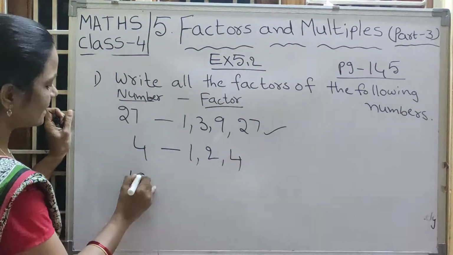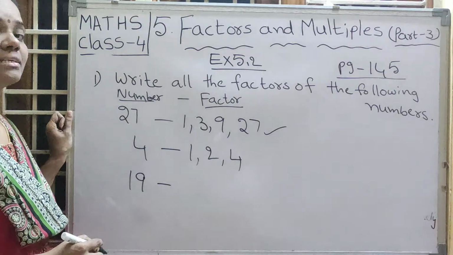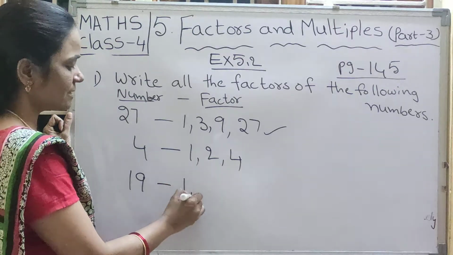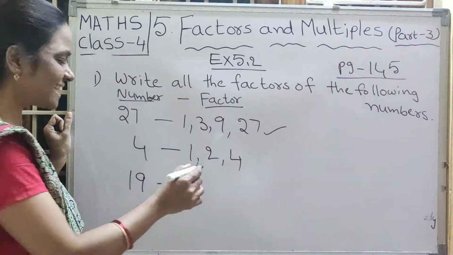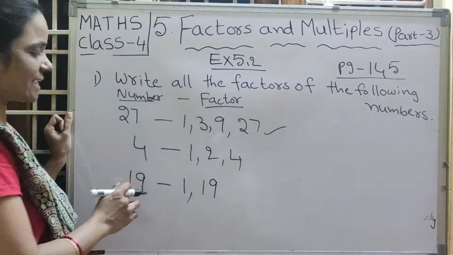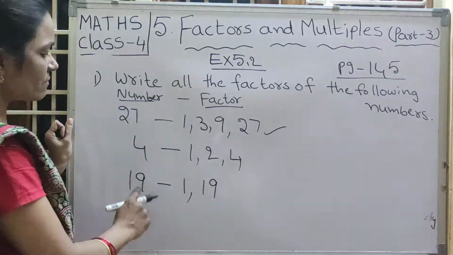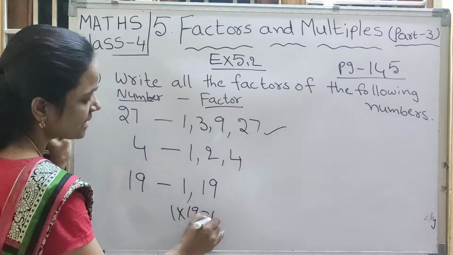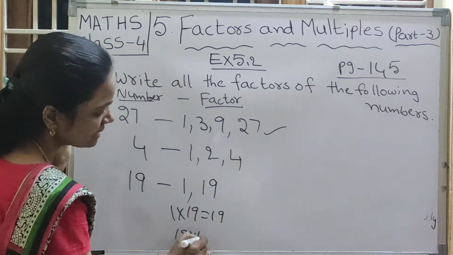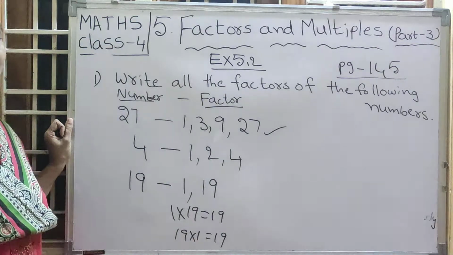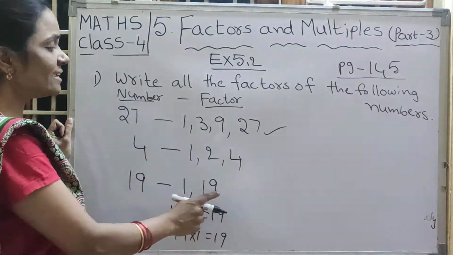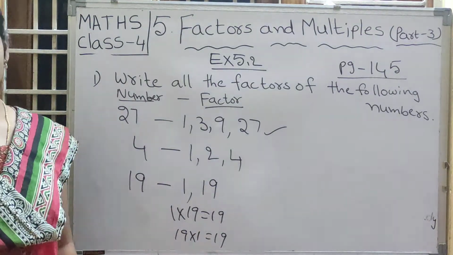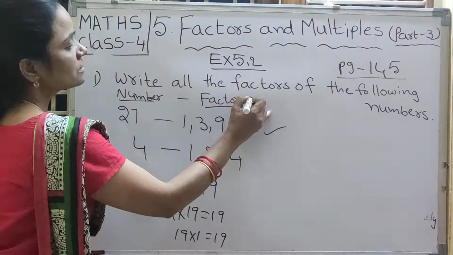Take 19. What are the factors of 19? Directly in 19 table only we will get 19. So 1 and 19 are the factors. Understood? 1 into 19 is 19. In any other number we will not get 19. So 1 and 19 are the factors. I hope you understood.